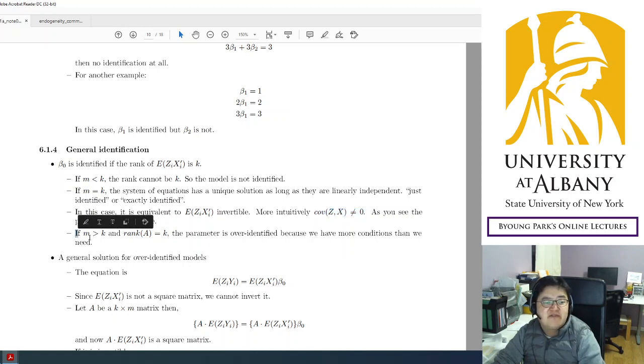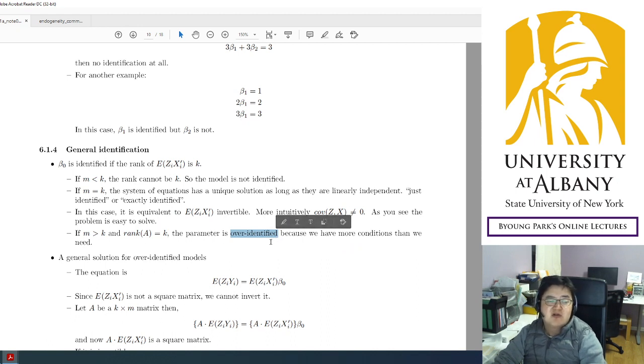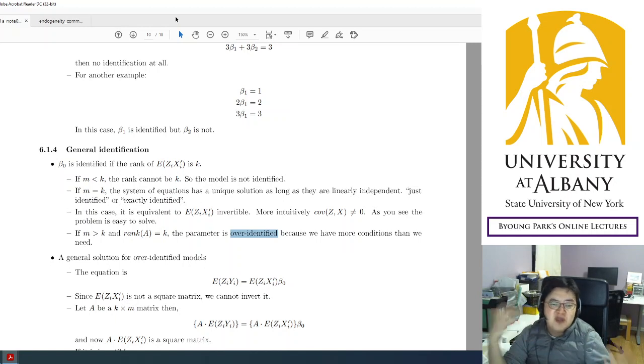And when you have m greater than k, your rank may be lower than k, but if the rank equals k, then you can identify beta. But we say you are over-identified. The model is over-identified because there are some equations that may be potentially useless or potentially not used. Anyhow, you need to drop some information, or you have more conditions than you need, and then you can satisfy.